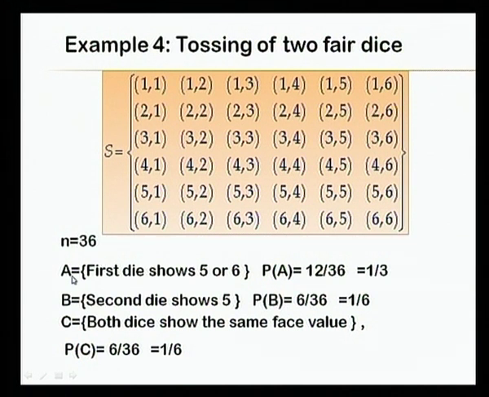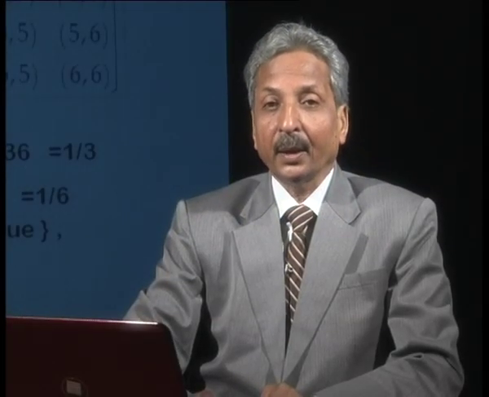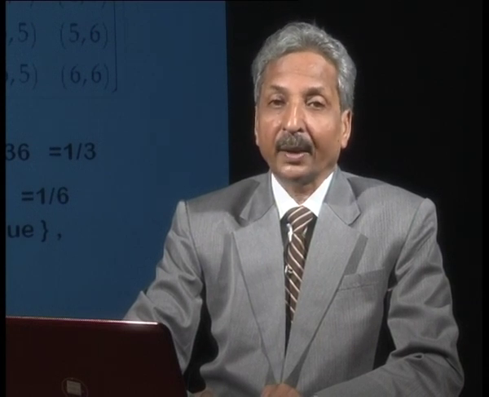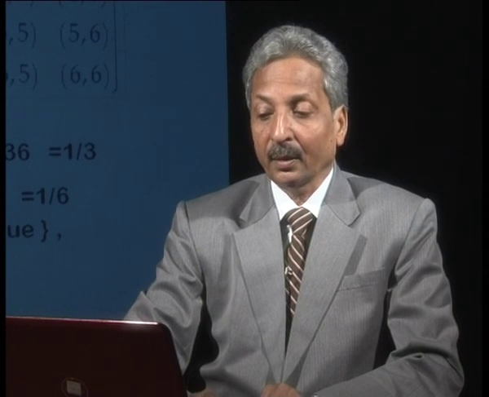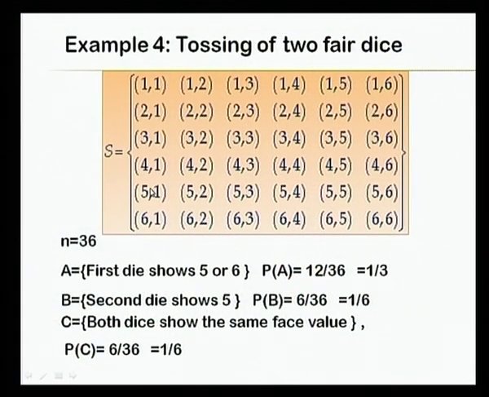Now, here I define event A as the first die shows 5 or 6, that is, on the first die a digit 5 or 6 can come, but on the second die we do not have any restriction. In that case, we have the elementary events given in the last two rows, that is 5 1, 5 2, up to 5 6 and 6 1, 6 2, up to 6 6 are the favorable cases of this event A, and therefore, by the classical definition of probability, this is equal to 12 by 36, or it is equal to 1 by 3.